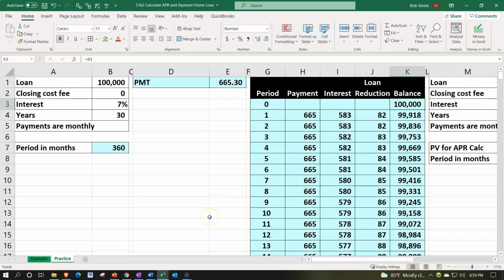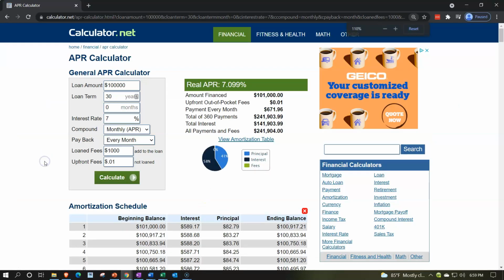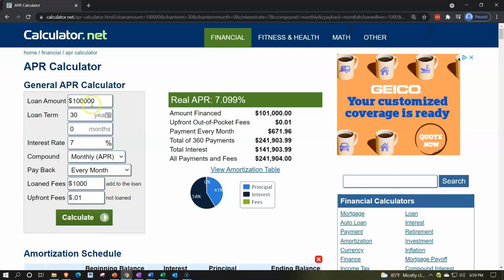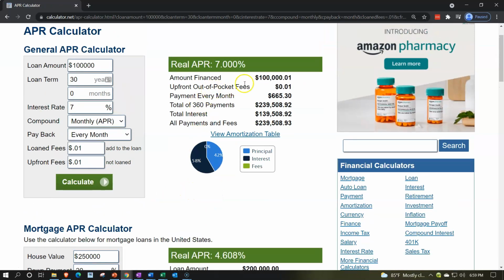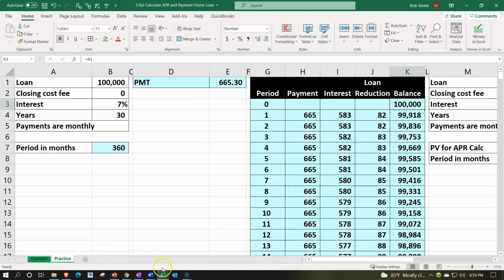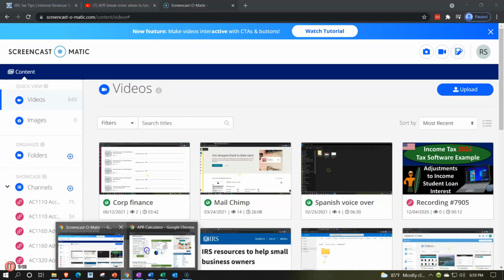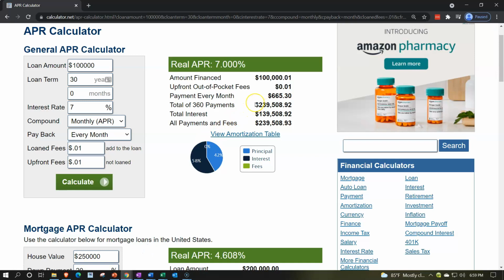Now, if you were to calculate this in an online calculator, here's a fairly simple online calculator just to check it. You've got the 100,000, the 30 years, 7% on the loan. I'm going to say there are no fees, which I'll put as 0.01 just so they let me calculate it. So then we've got the amount financed, 100,000 and a penny. And then we've got the payments, the 665.30, which I think matches what we got here, right? 665.30. And then you've got the total of the 360 payments, 239,508, which is a nice number to have.